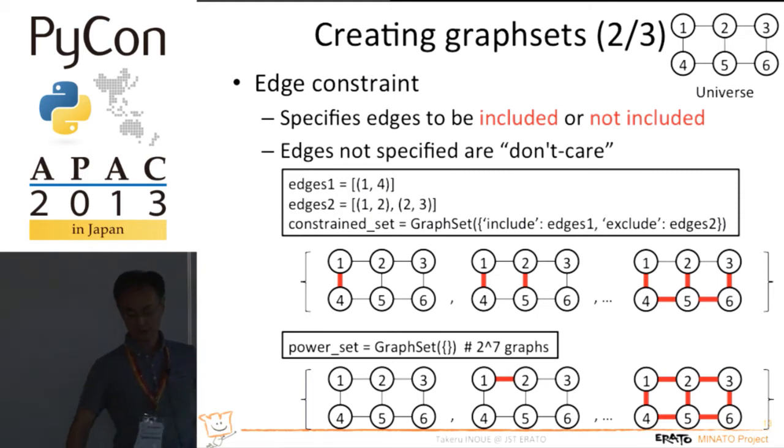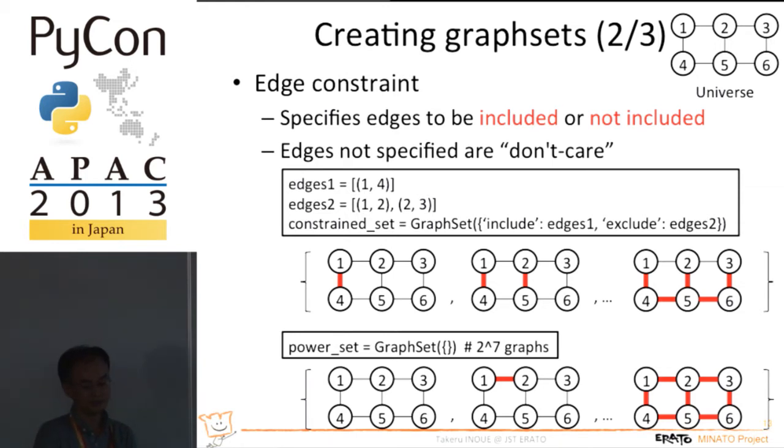Edges not specified in the dict are treated as don't care. That is, they can be included and not included in the new set object. In the example, edge 1, 4 is included, and edges 1, 2, and 2, 3 are not included in the new object. Other edges, like 2, 5, don't care.